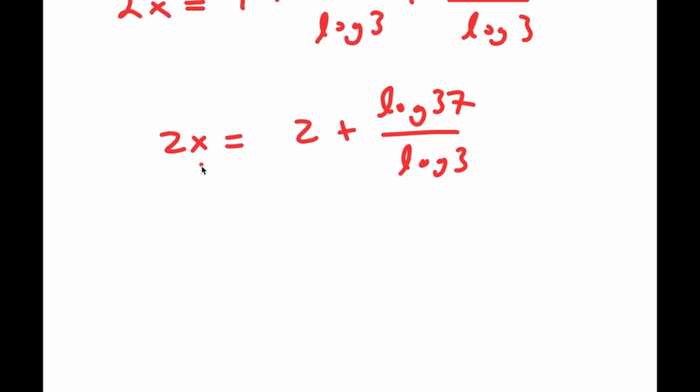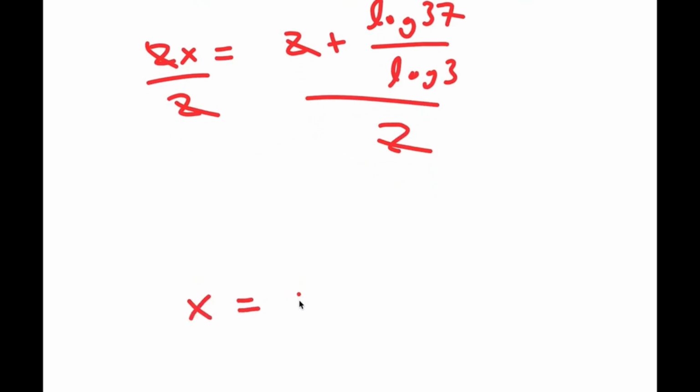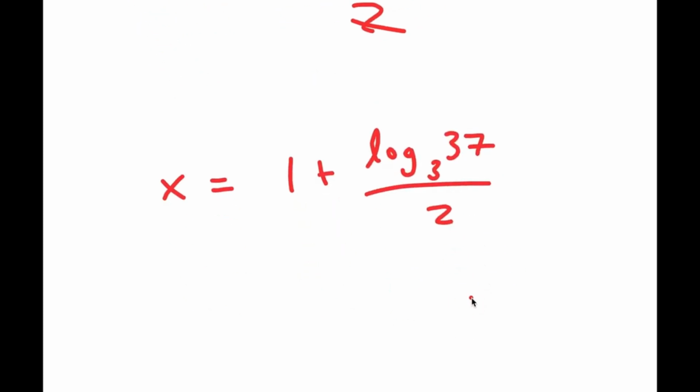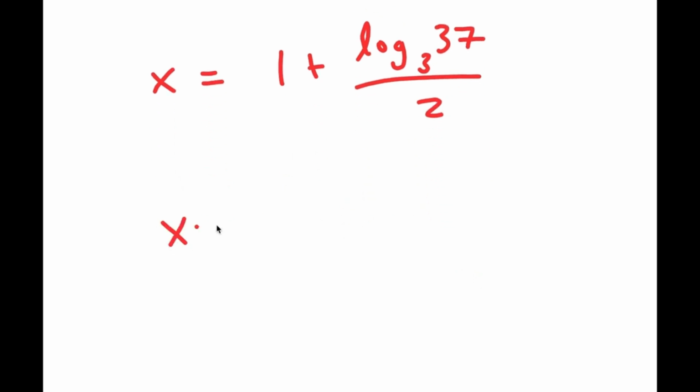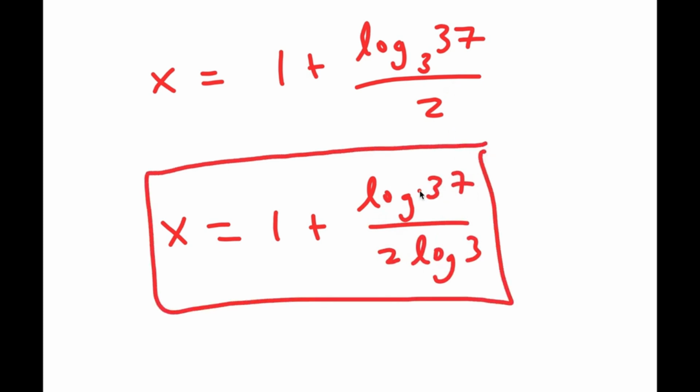So now, if I divide both sides by 2, these two cancel out, these two cancel out. So I get x is equal to 1 plus log base 3 of 37 over 2. And this is the same thing as 1 plus log 37 over 2 times log 3. So this is my solution to this equation.